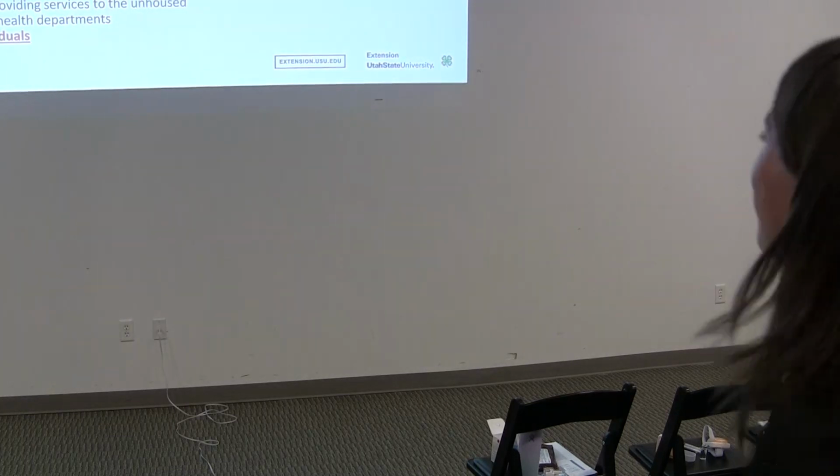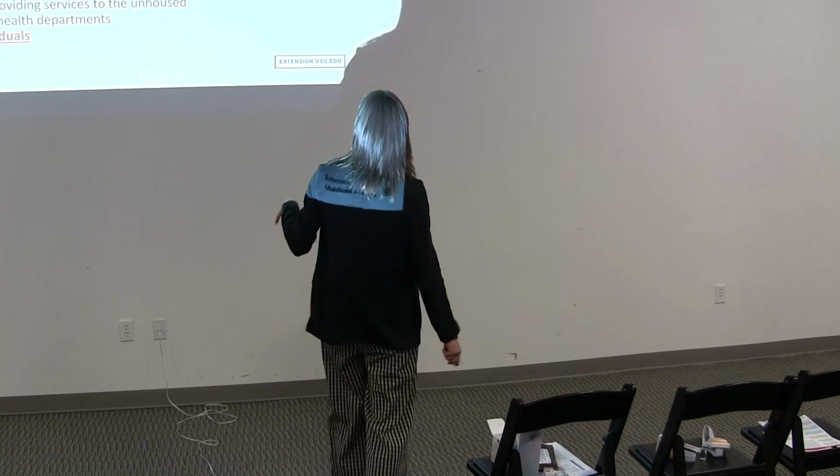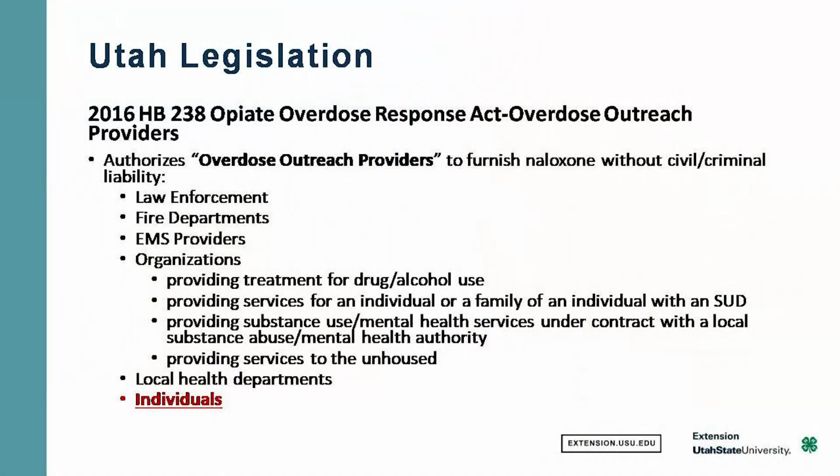There we go. Okay, the next one was in 2016. This is the Opiate Overdose Response Act. Essentially, what this act passed was that anyone who is an overdose outreach provider can give naloxone to anyone, for future use or current use, and there's no criminal liability. So, an overdose outreach provider is everyone on this list, which every single person in this room is on.